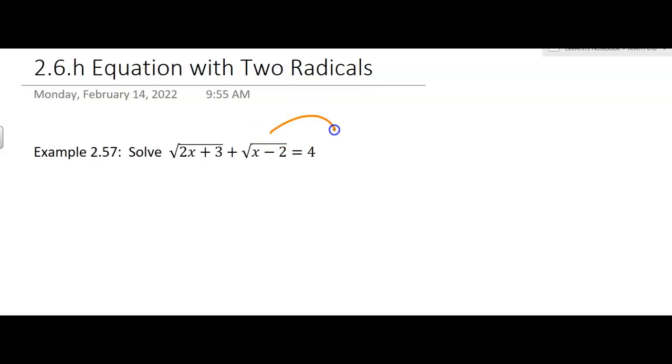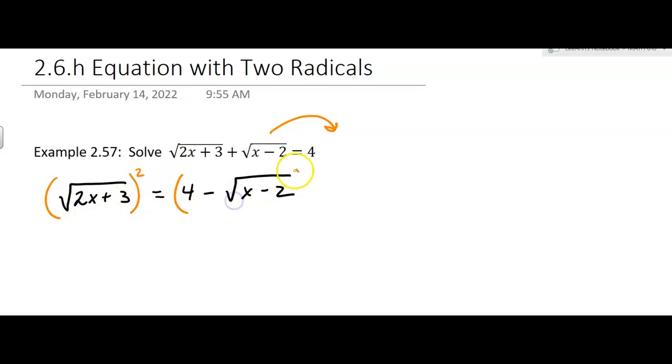So I'm going to bring this one over to the other side. So then I'm going to have this equation. The square root of 2x plus 3 equals 4 minus the square root of x minus 2. Now what I'm going to do next is think about the radical on the left. I'm going to square both sides. Okay, then on the left, I'm going to get rid of the square and the square root, so I'll just have 2x plus 3. That's great. That's working good. But on the right, not so much.